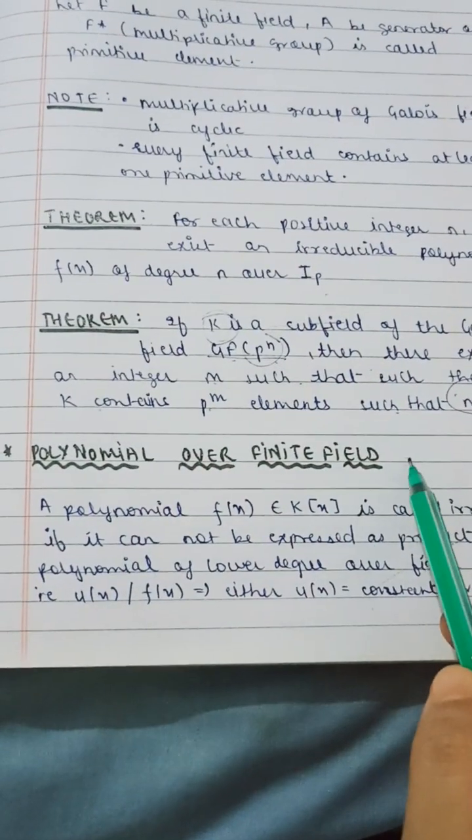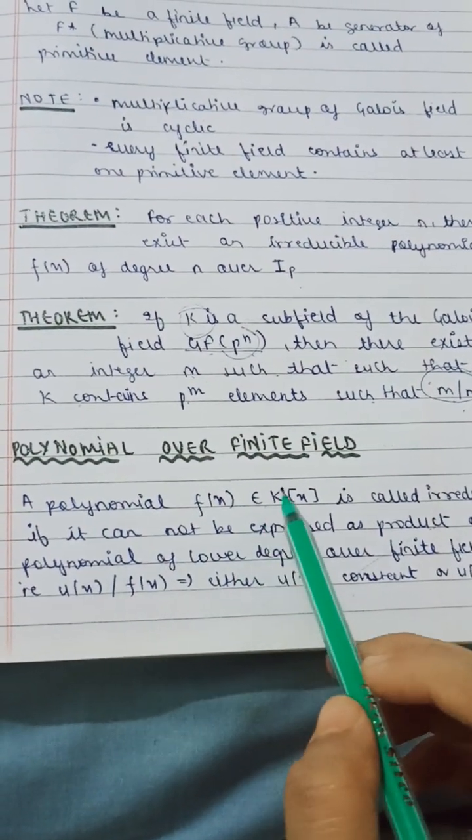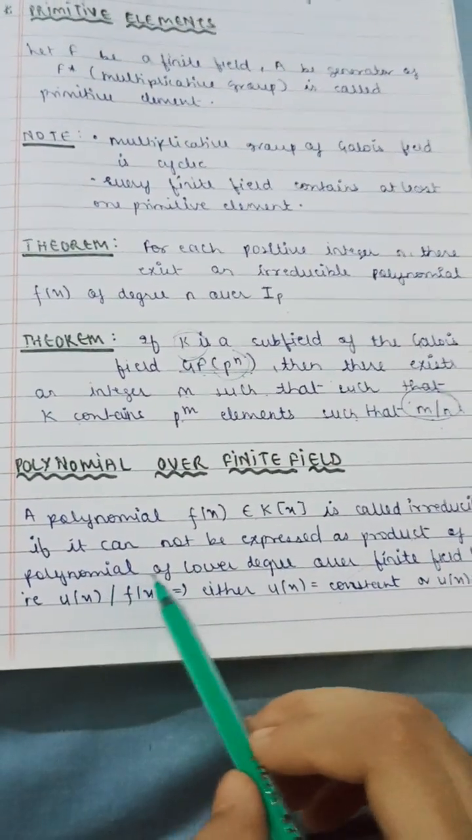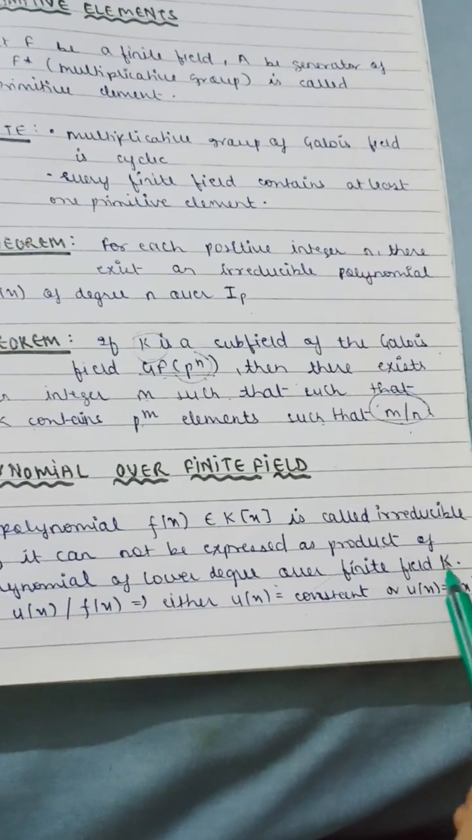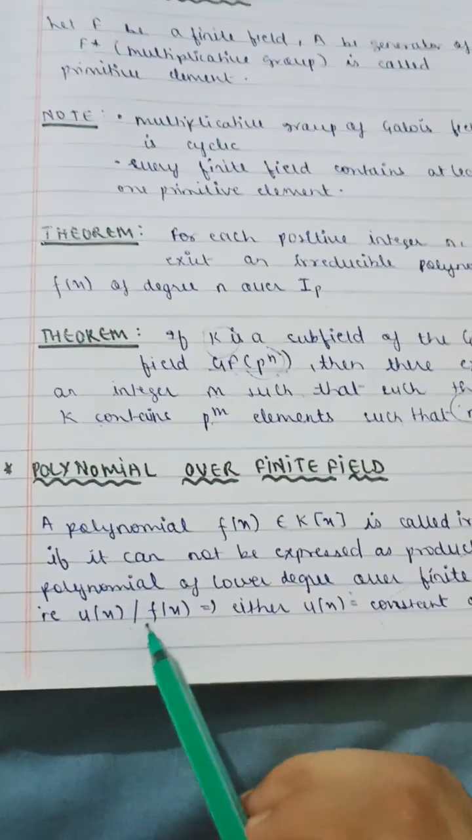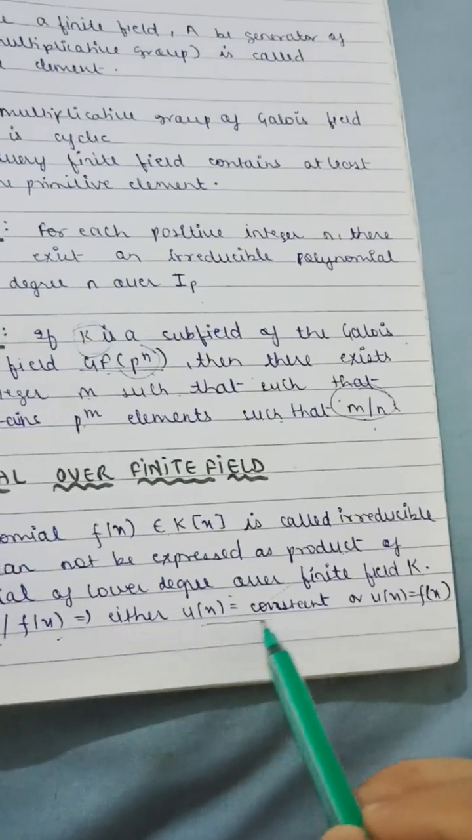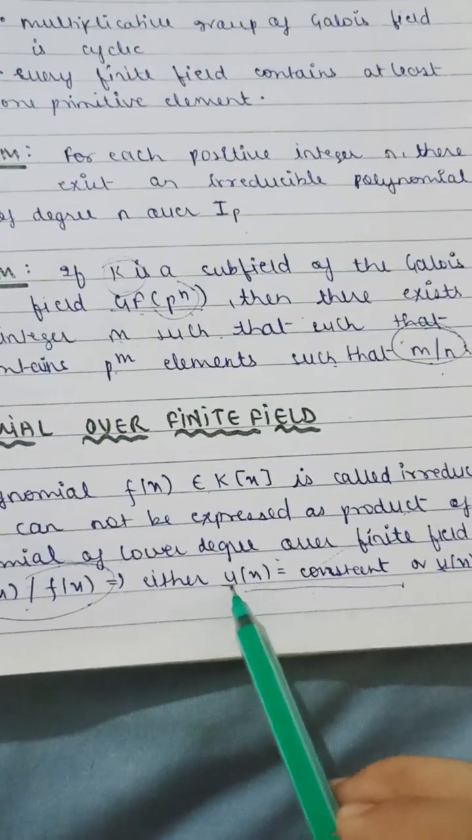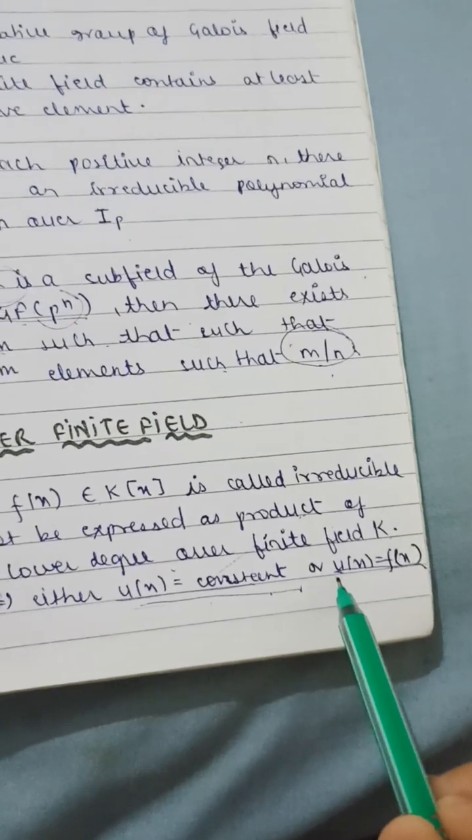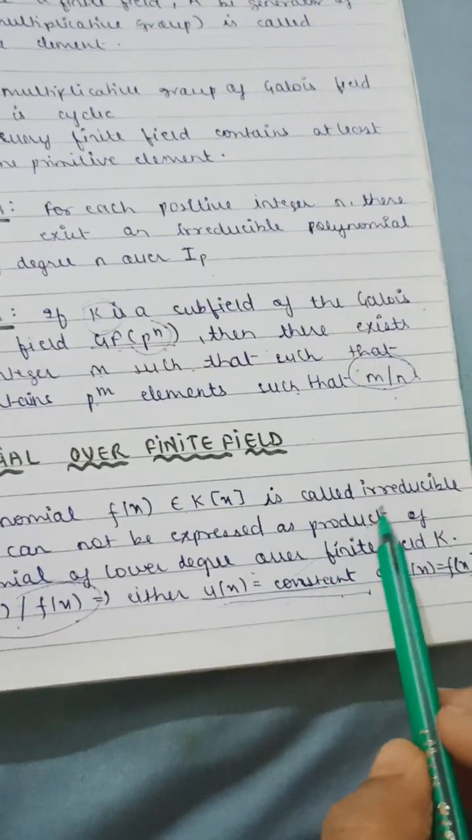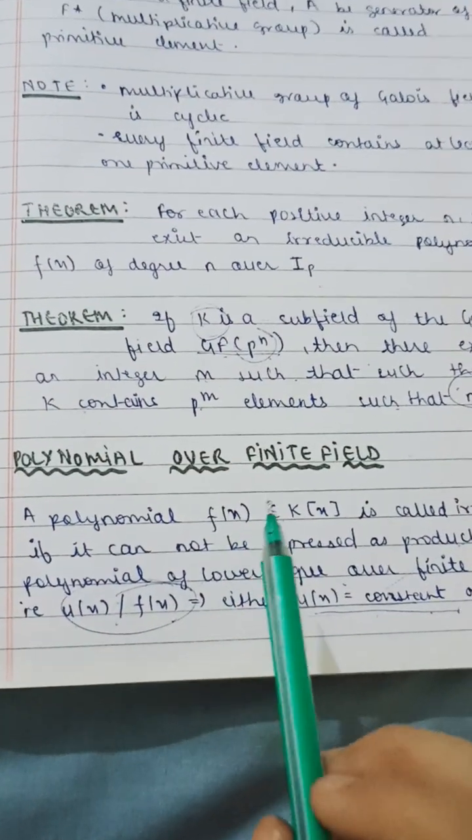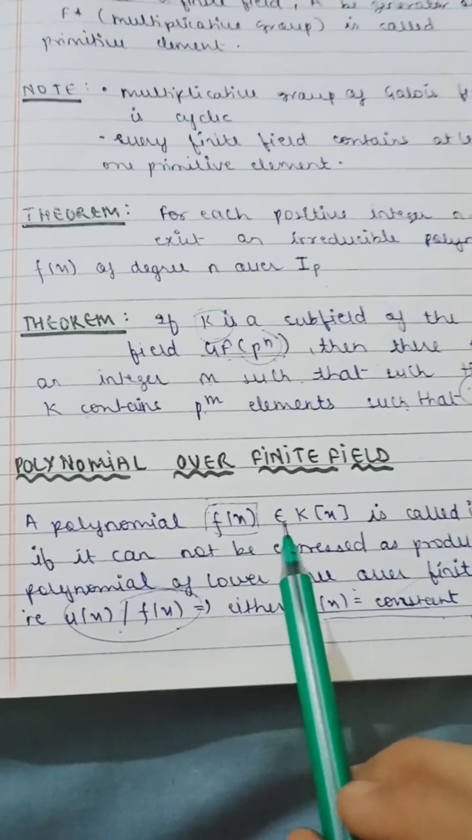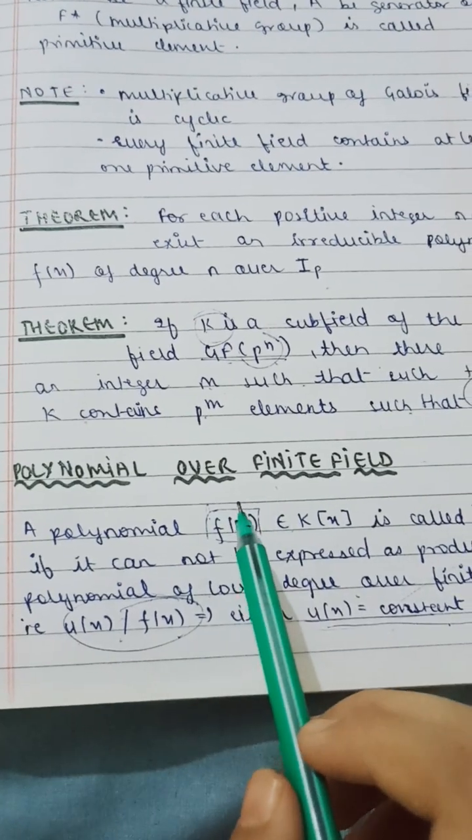Lastly, polynomials over finite fields. A polynomial f(x) belonging to K[x] is called irreducible if it cannot be expressed as a product of polynomials of lower degree over the finite field K. That is, if u(x) divides f(x), then either u(x) equals a constant or u(x) equals f(x). So if we solve this and get u(x) equal to a constant or u(x) equal to f(x), then we can say that f(x) is an irreducible polynomial over the finite field. If not, then f(x) will be a reducible polynomial over the finite field.